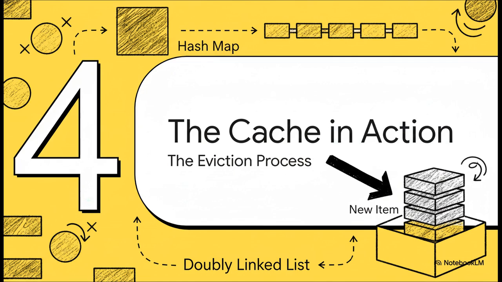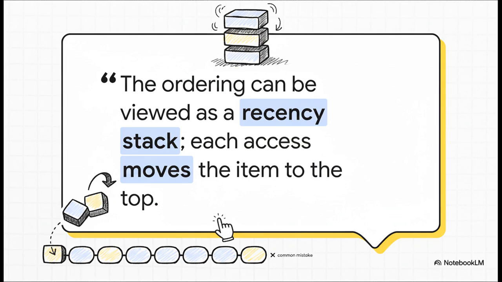All right, so we've got the theory down. We have our two key players. Now let's actually watch them in action during the most interesting moment for any cache. What happens when it's totally full and a new item tries to get in? Now, this is a super important point, so I want to make sure it sinks in. Anytime you access an item, it doesn't matter if you're just reading it or changing it, you have to update its position. It always moves to the front of the line, to the top of our recency stack.